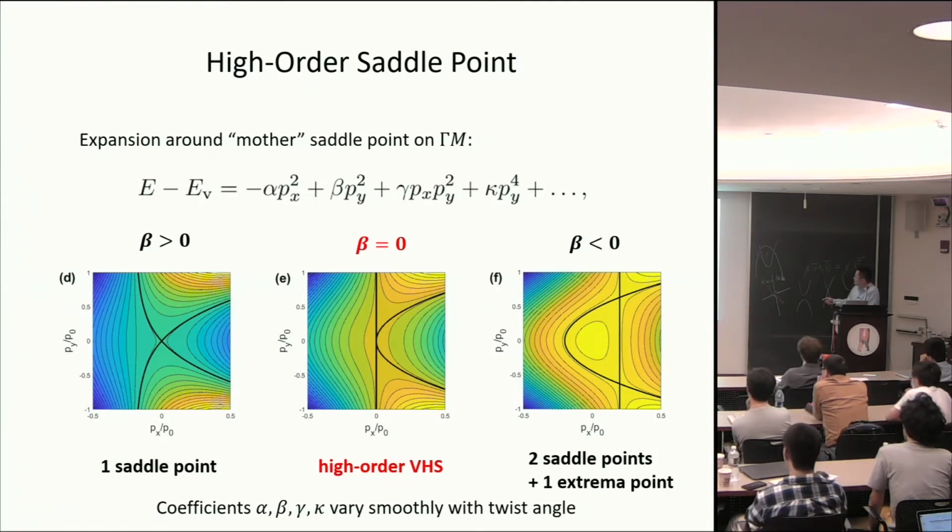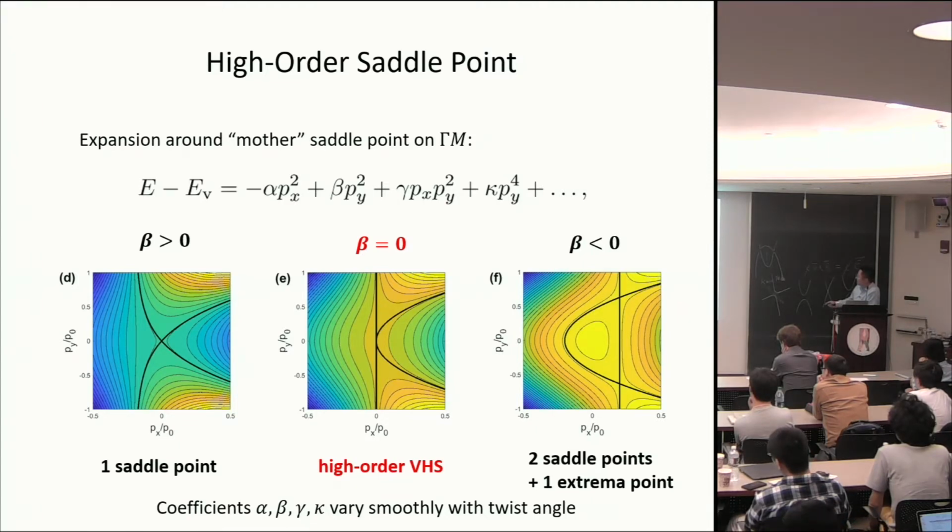We get basically two new saddle points. Right at the transition, when beta is 0, what we see is that the two Fermi contours touch each other tangentially. And this is something new. This is what we call a high order Van Hove singularity, because it relies on including high order terms in the expansion. Okay. And so as we change the twist angle, these coefficients in the expansion vary smoothly.